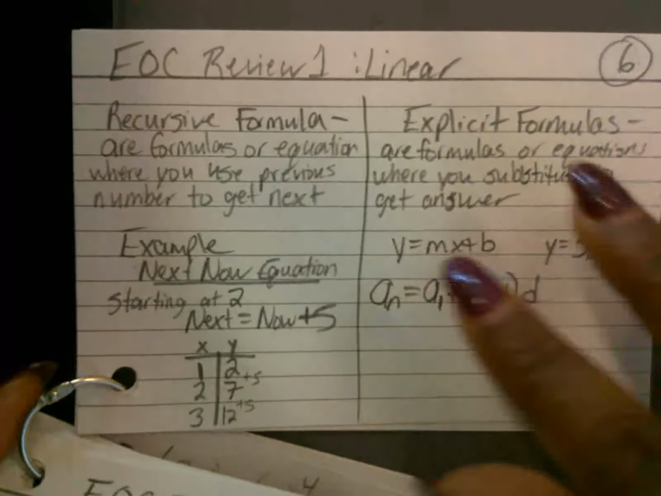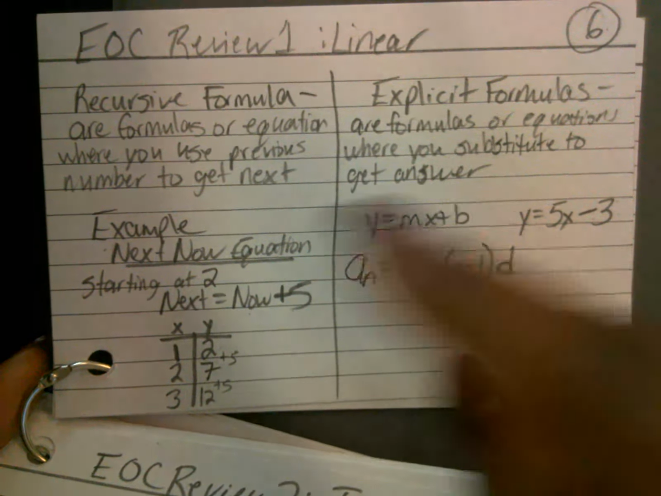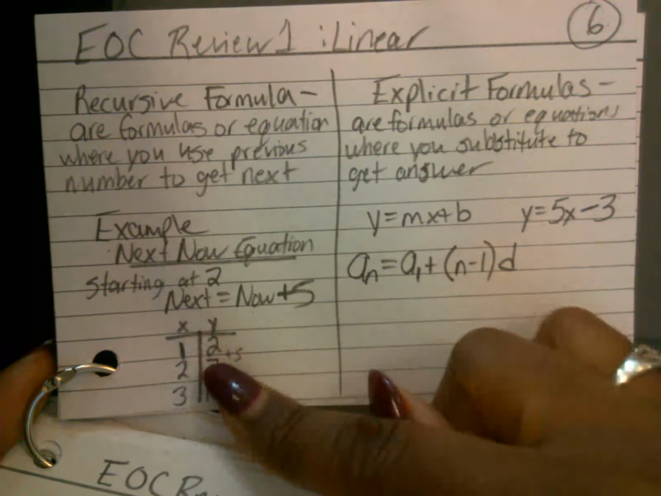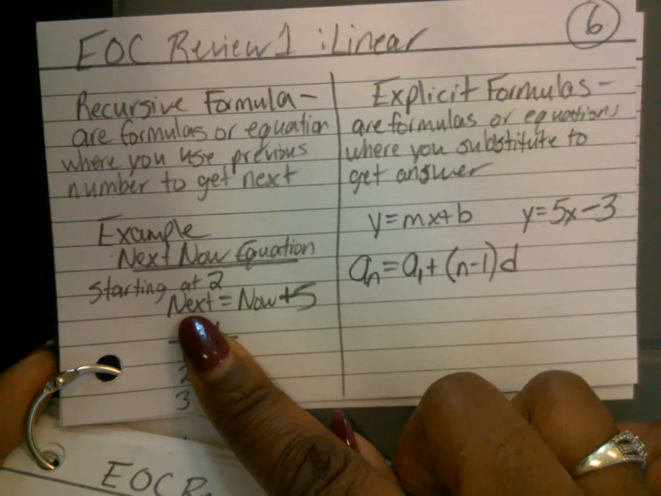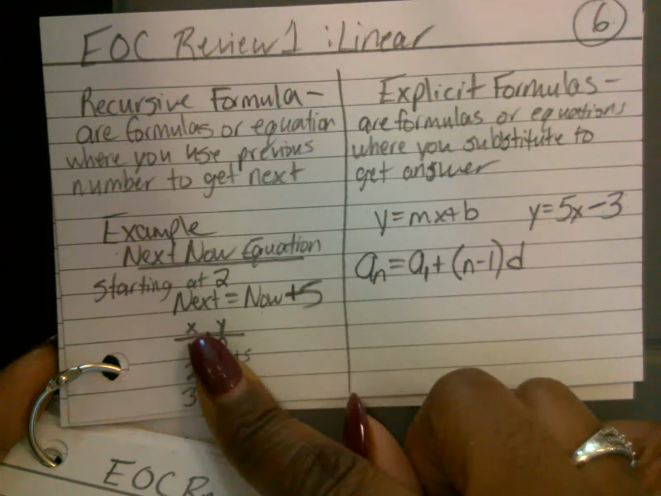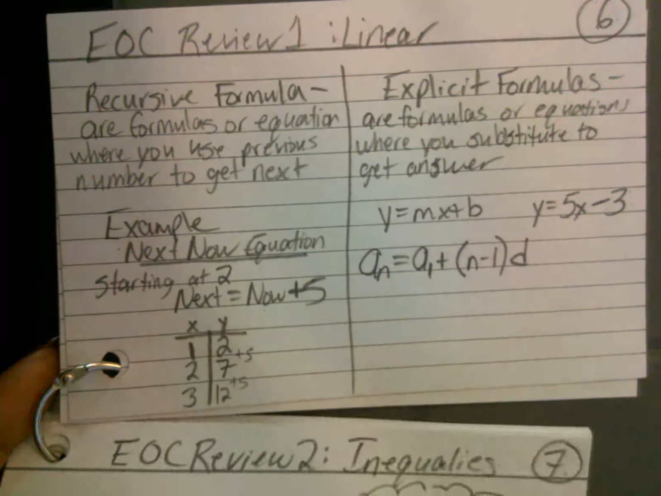So equations that look like this, okay, those are explicit. Now equations that look like this are recursive because I have to do this. If I'm trying to find the 5th number, I've got to do this 5 times to get to the 5th number. That's recursive. Questions?